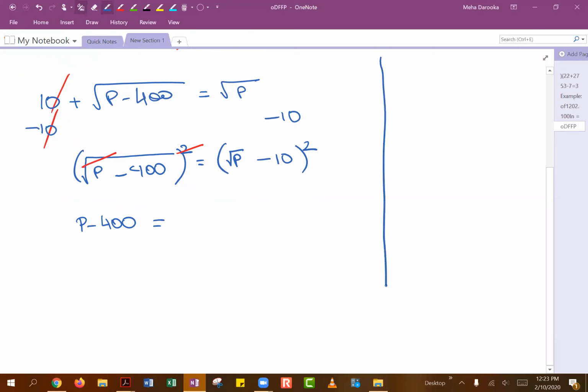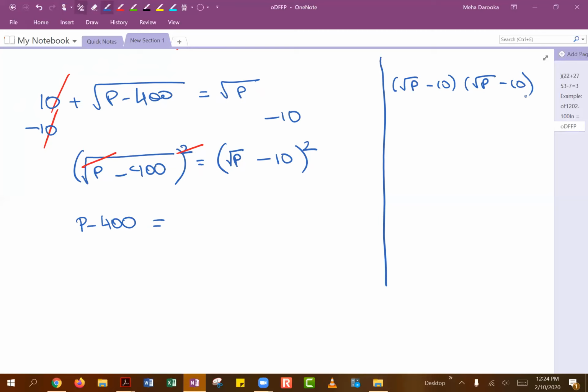Would it matter if you started with the 10 first and then the big square root of P minus 400? Oh, it wouldn't matter, yeah, as long as you keep the bigger radical, the bigger square root, by itself, and don't do the plus 10 with it. It would just be P minus 400. Right, so the radical and the square cancel out.